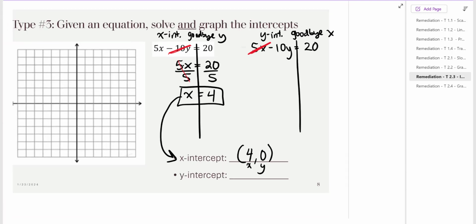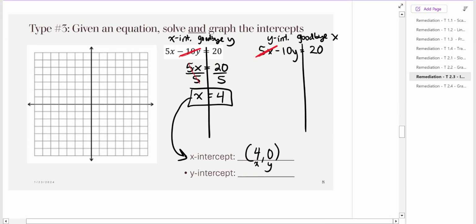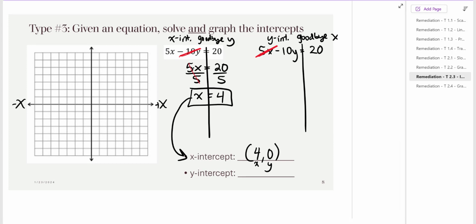Okay, now you need to graph that on the graph. This is x. So positive 4 is to the right. So it's right here. We have that's 0, 1, 2, 3, 4.